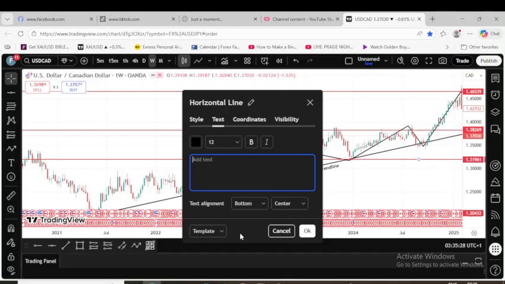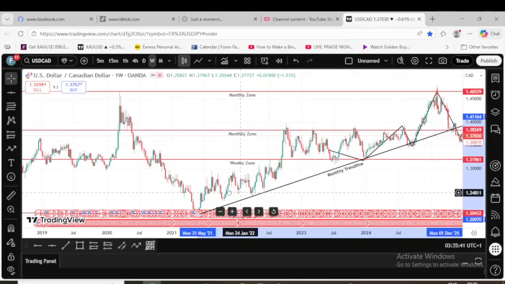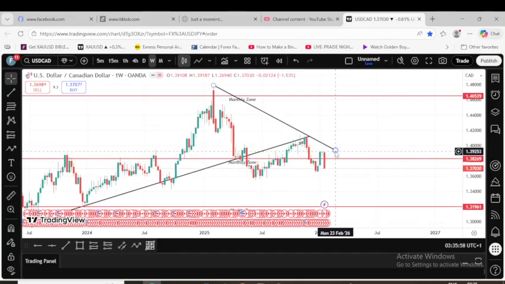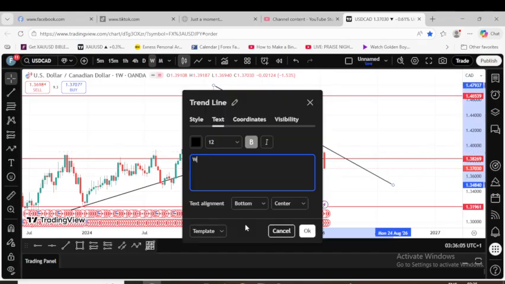So we've gone down to the weekly time frame. The next thing we're going to do is to identify our weekly zones as well as any potential trend lines that we can draw. Then we'll delete this, and then we can draw this and draw a trend line across these 2 points. So this is now going to be our weekly trend line.